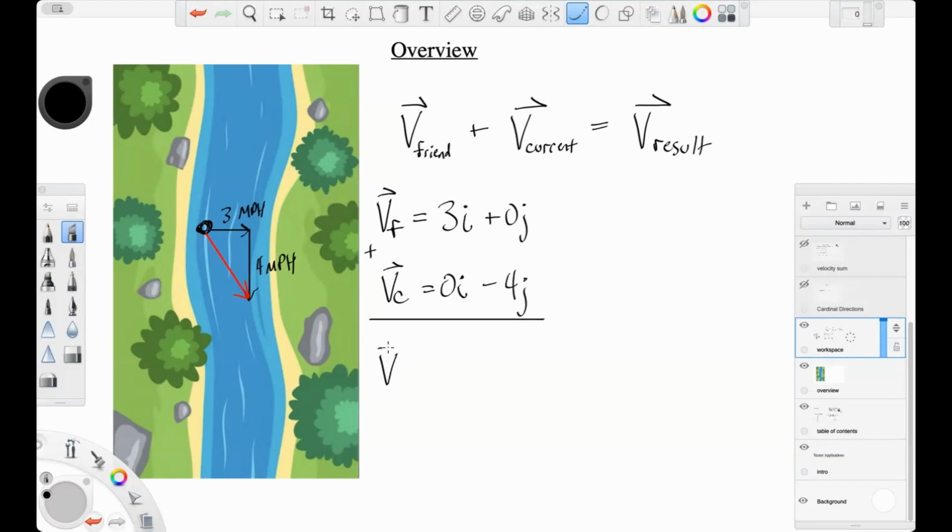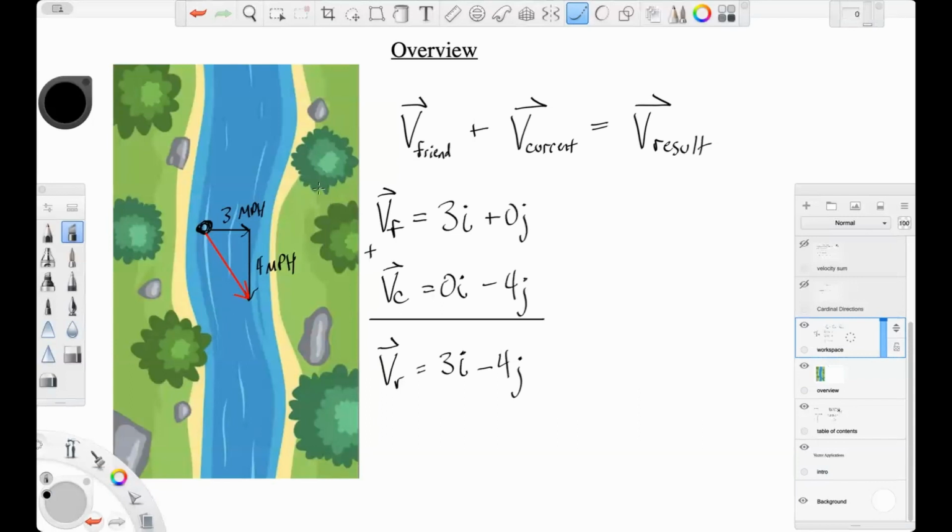So the result that your friend is traveling, our VR in this case, is going to be 3 plus 0 is 3I. 0 minus 4 is negative 4J. So now this is how we would describe the vector that is the result of your friend paddling in the river and the current of the river itself.